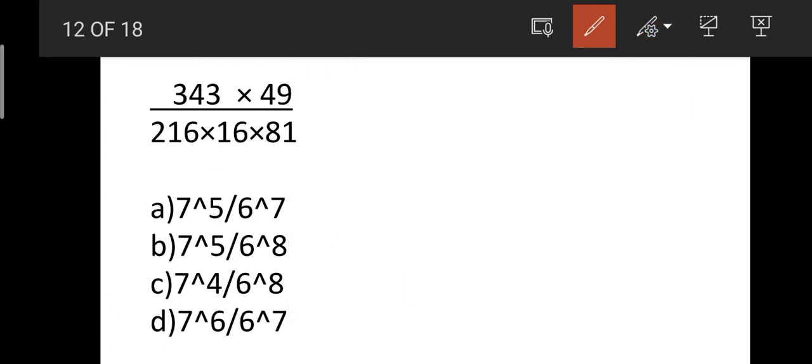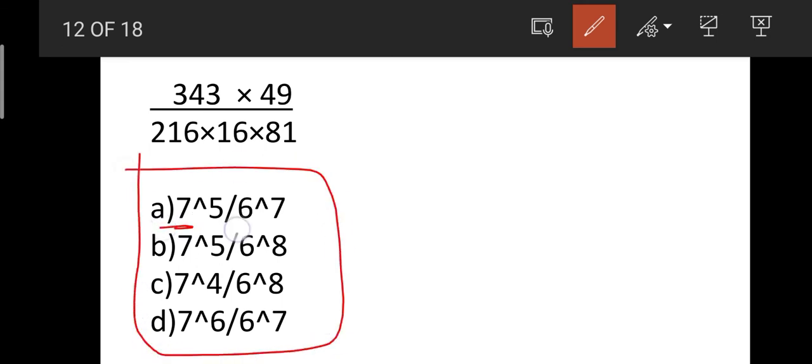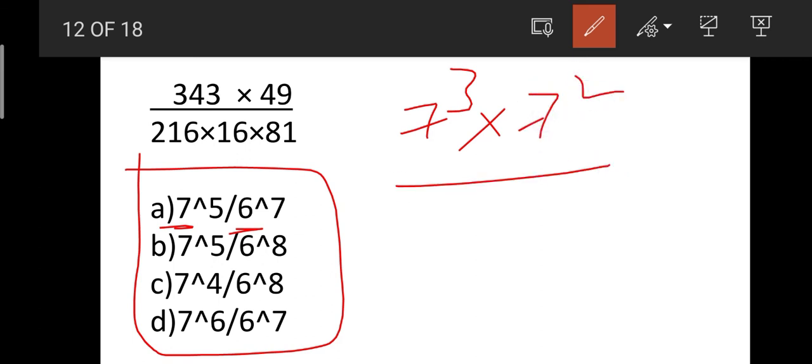Okay, how can we write? They have given in our options almost like in 7 powers and 6 powers. So we can know here 343 is nothing but 7 cube and 49 is 7 square. We got the answer. It is 7 power 5. We have two options having 7 power 5. Then no other option, we can go for calculating the denominator also.